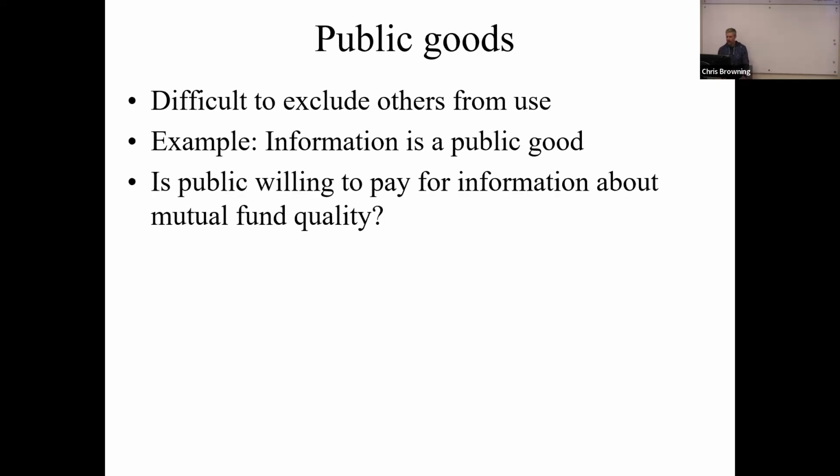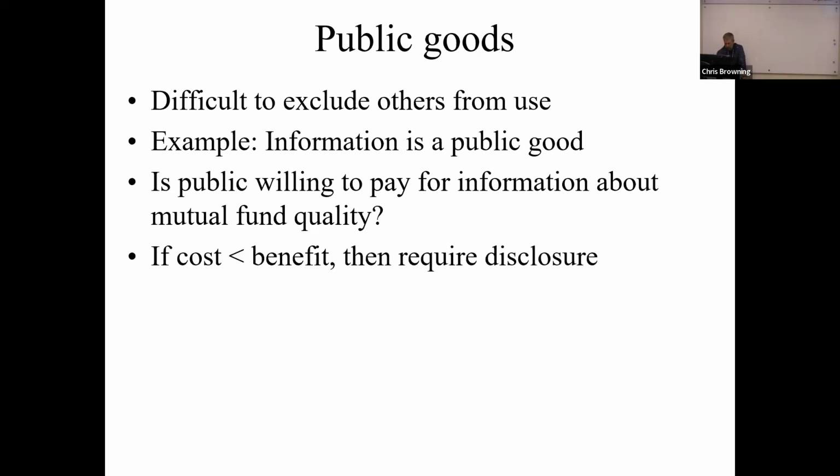Okay, so kind of in line with the example that I just started with, to Justin's question, is the public willing to pay for information about mutual fund quality? And what we would probably say is that there's variation in willingness to pay for this information. Okay, up to a certain level, everyone benefits. Beyond a certain level, there are differences in the marginal benefits to different people in the population based on the level of information provided.